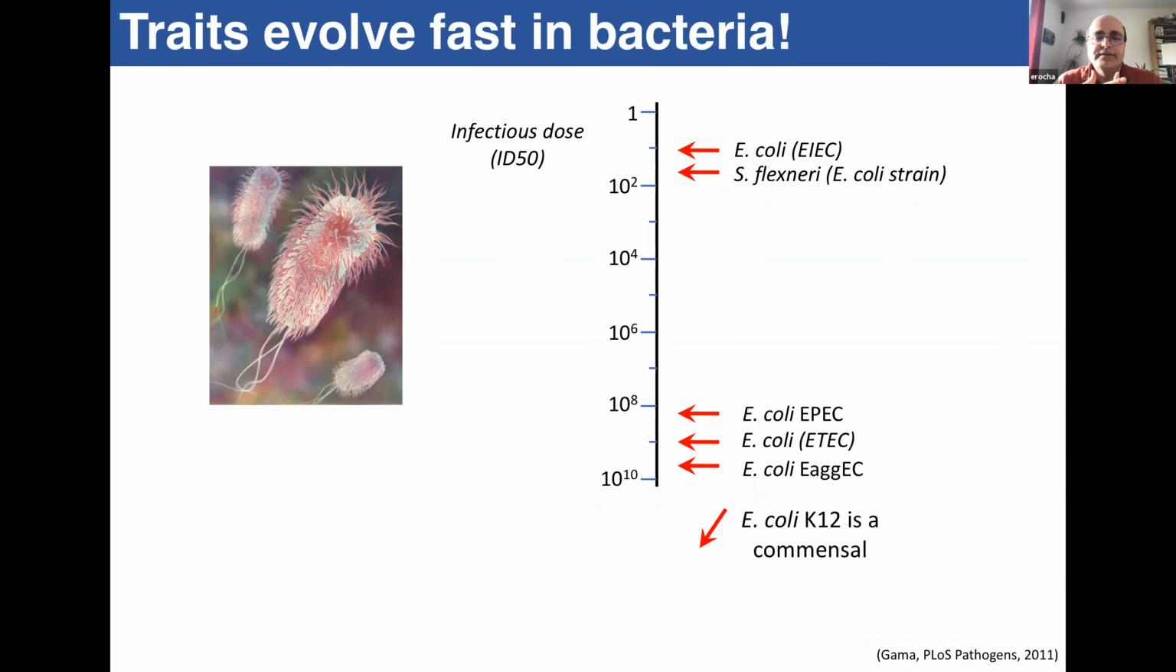So for instance, in certain pathotypes of E. coli, you have to uptake 10 to the 8, 10 to the 9 cells to become sick with 50% probability. Whereas in other strains, it's enough to take between 10 and 100 cells to become sick with 50% probability. So you see, this corresponds really to dramatic changes in physiology and lifestyle of the bacteria that are mostly driven by horizontal gene transfer.